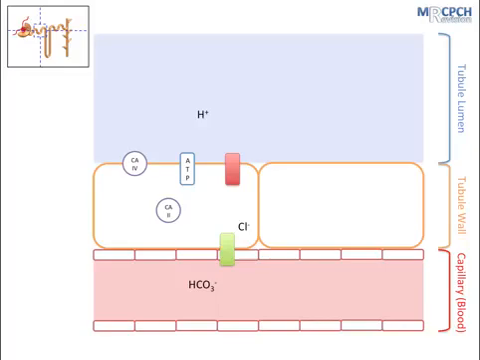So the first one, there is a proton pump, an ATPase, that actively secretes hydrogen ions into the tubular lumen. Sodium is also freely filtered, and there is a sodium-proton exchanger on the luminal surface, and the remaining protons are exchanged for sodium. The bicarbonate is then absorbed back into the circulation, and the protons are excreted in the urine.